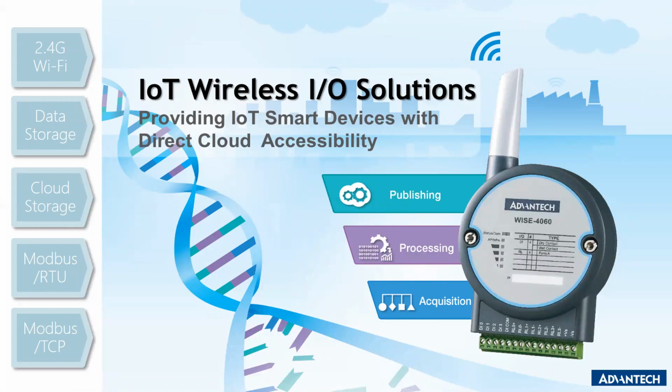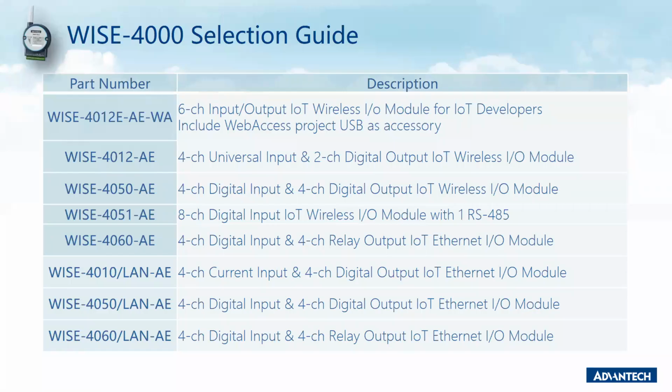And then there's this WISE 4060. This is your I/O to Wi-Fi device. So I've got some I/O data points I want to read over Wi-Fi. These are perfect. So the 4012, and then there are some of these that are LAN based, so they're not even Wi-Fi. They're just a good I/O to LAN solution. But typically the 4050 or the 4060 in the 4012 series are going to be the option, depending on the digital input or output that you want. This is kind of the selection guide for the WISE 4000 series.